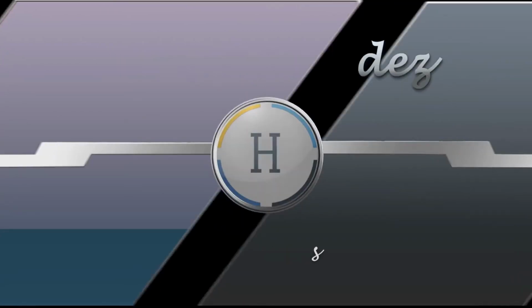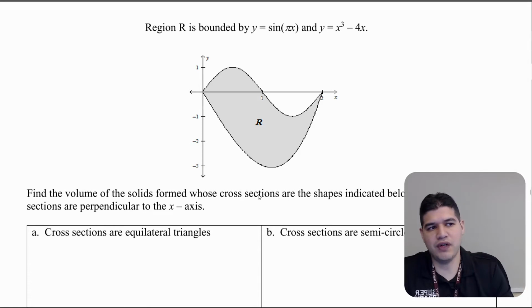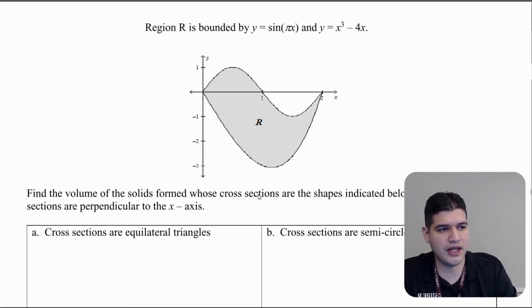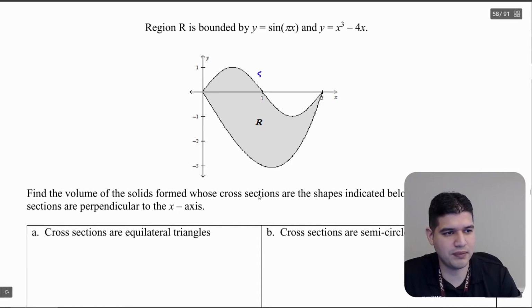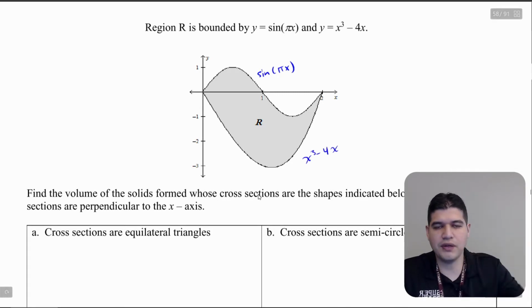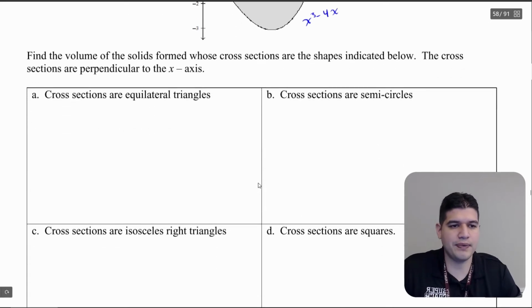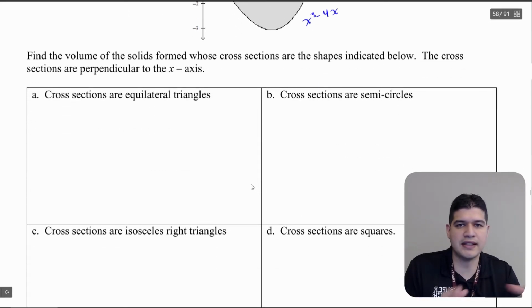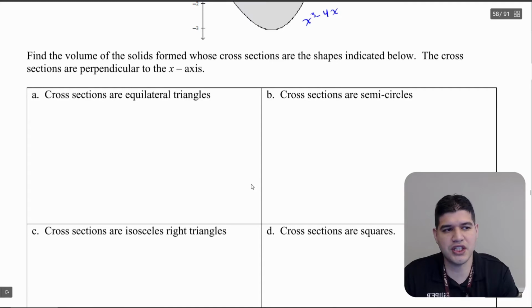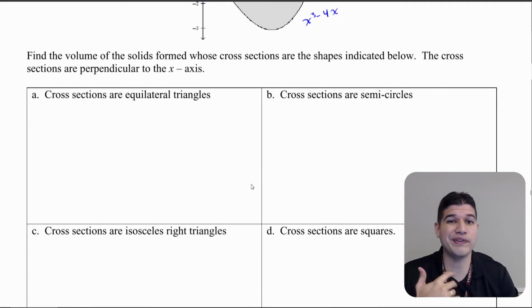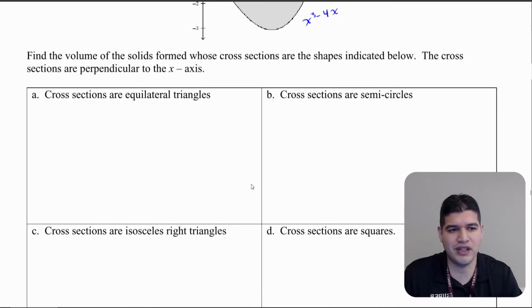So in this question, we know that region R is bounded by two functions, y equals sine of pi x and y equals x cubed minus 4x. So I know that my sinusoid is going to be this one, sine of pi x, and then we have x cubed minus 4x right there. We want to find the volume of the solids formed when the cross sections are changing. Now that's not a specific free response question, but it's going to be good practice from what we've done in our previous video about deriving these formulas.